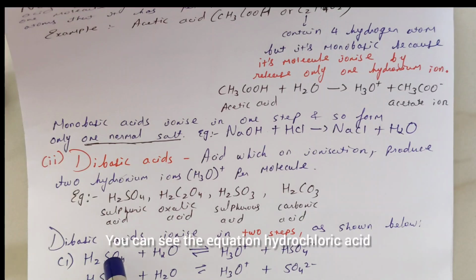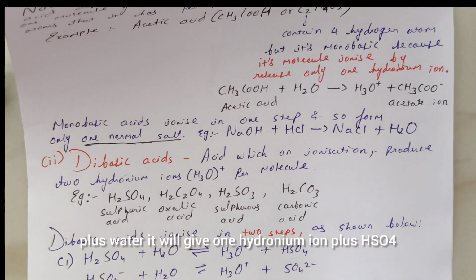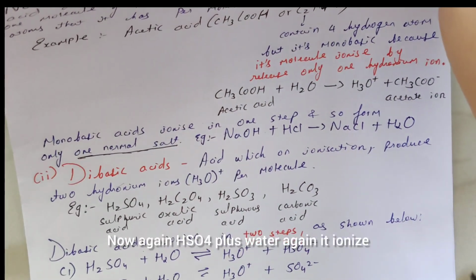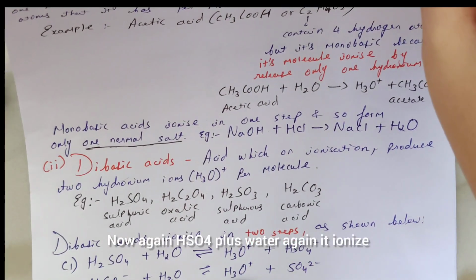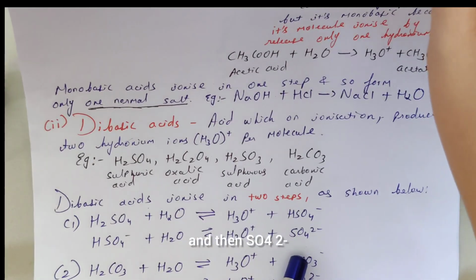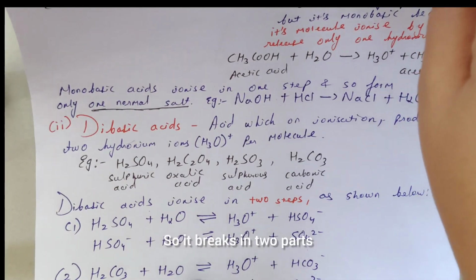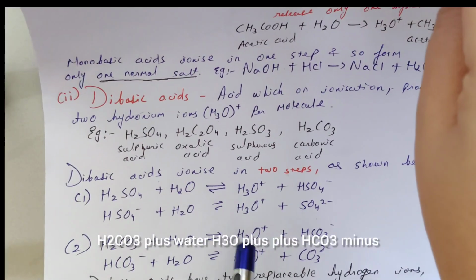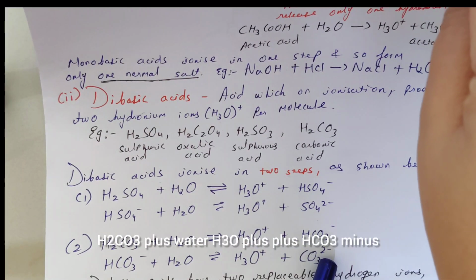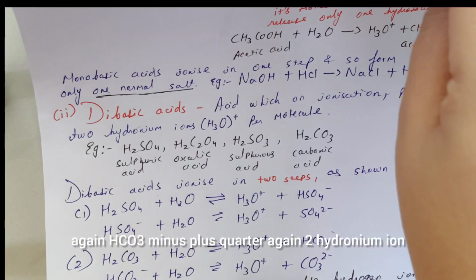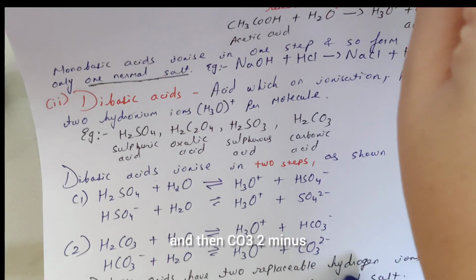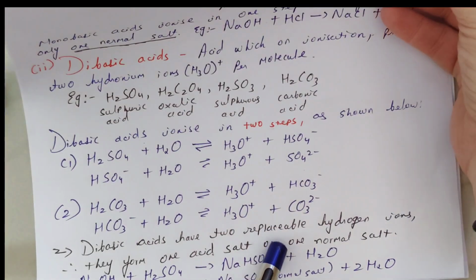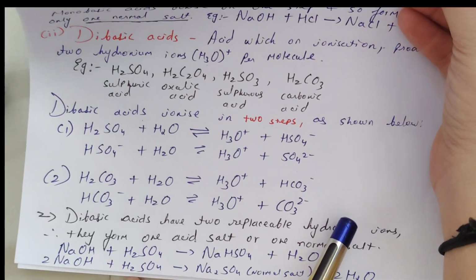You can see the equation, H2SO4 plus water, it will give 1 hydronium ion plus HSO4 minus. Now again HSO4 minus plus water, again it ionizes and gives 1 hydronium ion again and then SO4 2 minus. So it breaks in 2 steps. Same example of H2CO3. H2CO3 plus water gives H3O plus and HCO3 minus. Again HCO3 minus plus water gives another hydronium ion and then CO3 2 minus. So it means a dibasic acid has 2 replaceable hydrogen ions, that is, 2 replaceable hydronium ions.